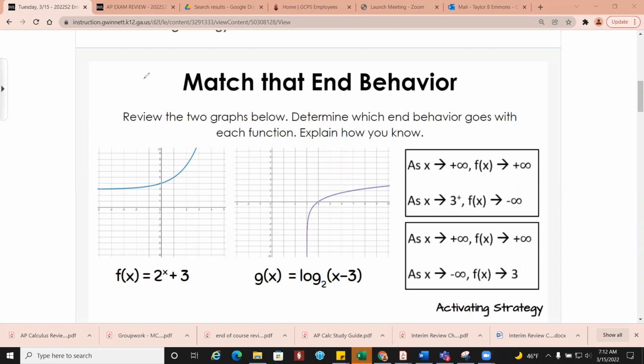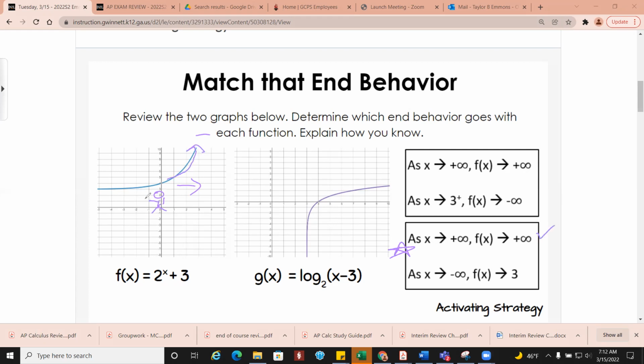2 to the x plus 3. What about that one? It's the second one. You're saying is this one? Okay, so let's look at it. So as we're standing here, as we look to the right, what's happening to our y values? They're going up. Okay, so that's good so far.